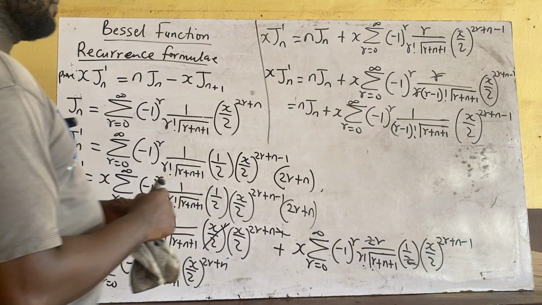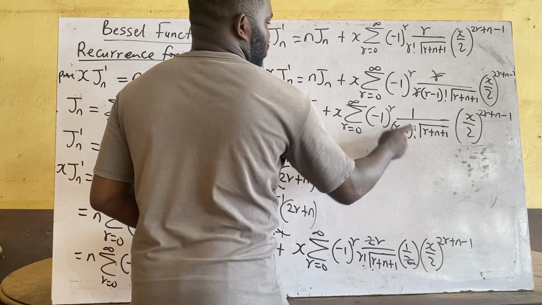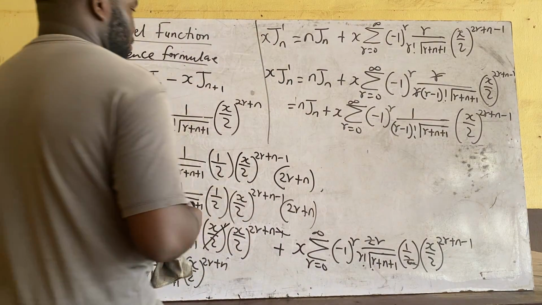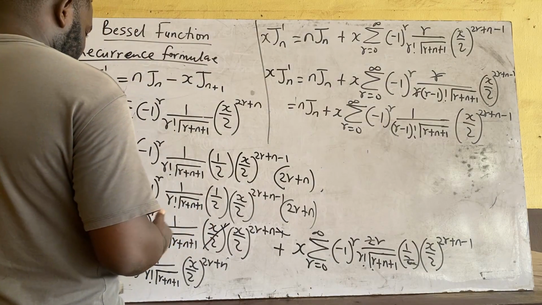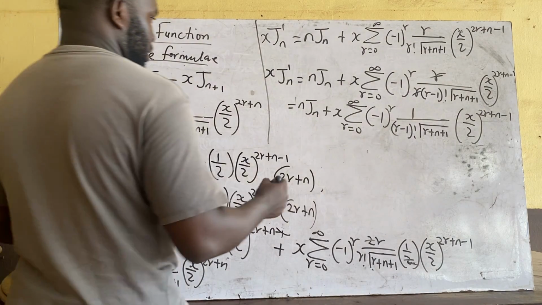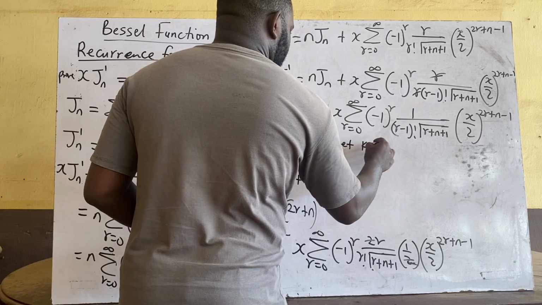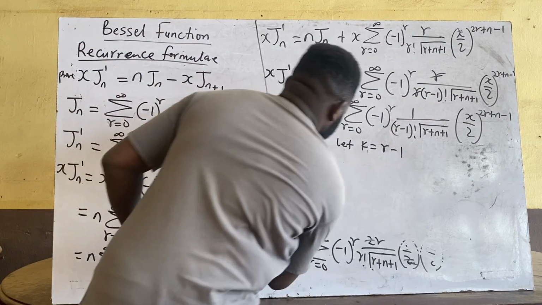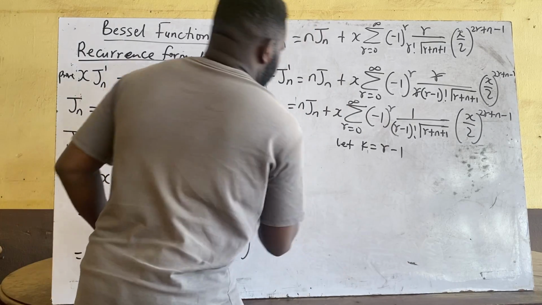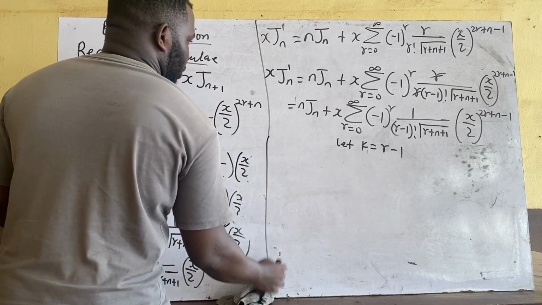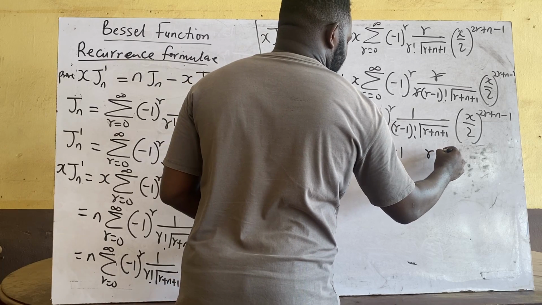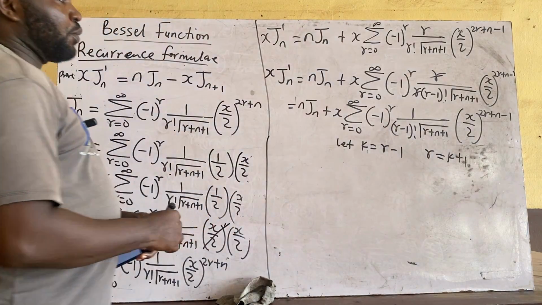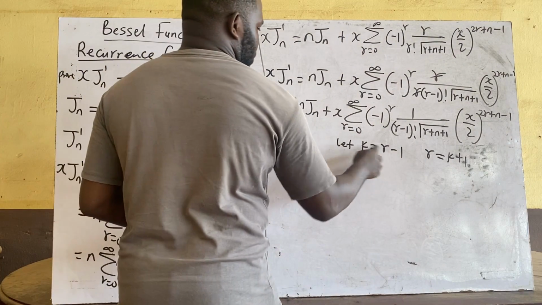Now the problem here is r minus 1. So let r minus 1 be equal to anything at all. Let's choose any number. Let us choose k. Have I used k before here? No. So let k be equal to r minus 1. So anywhere I see r minus 1, I'll put k, and anywhere I see r, I'll put k plus 1.